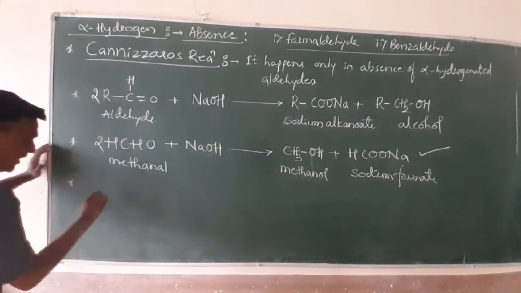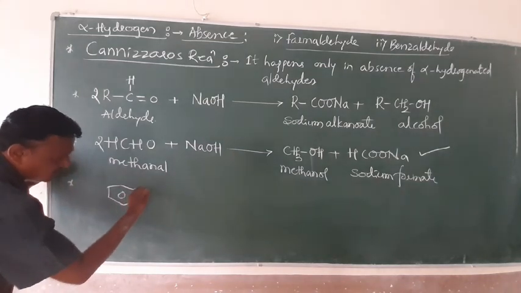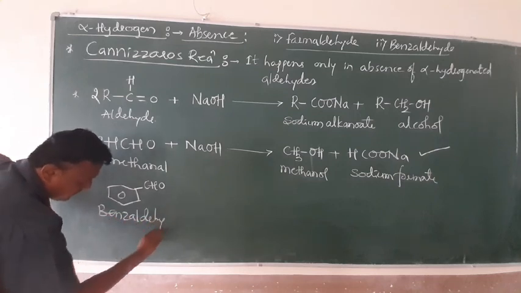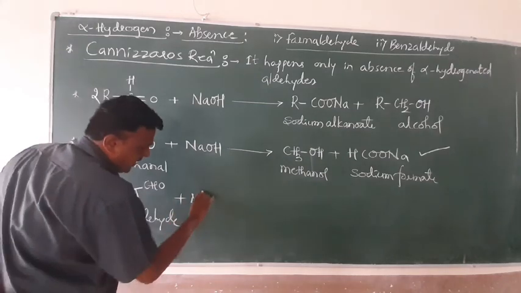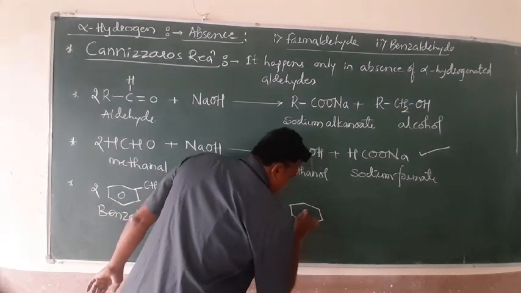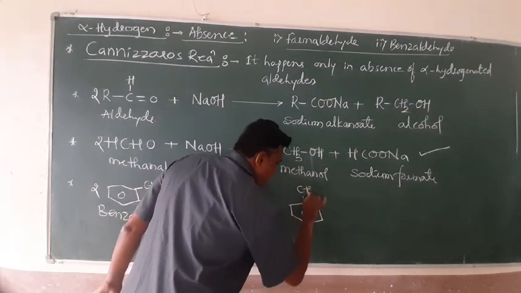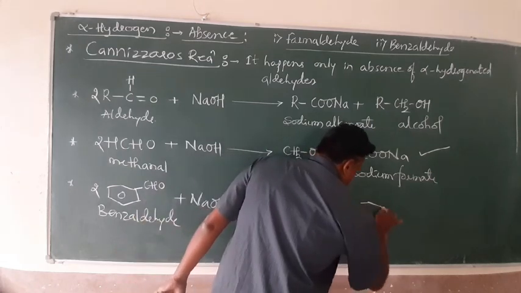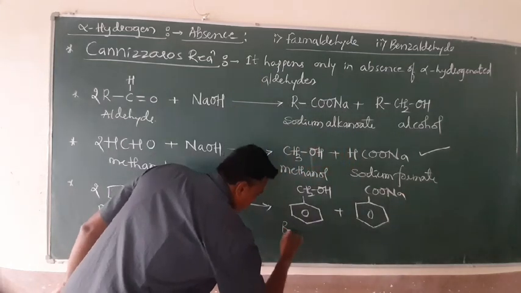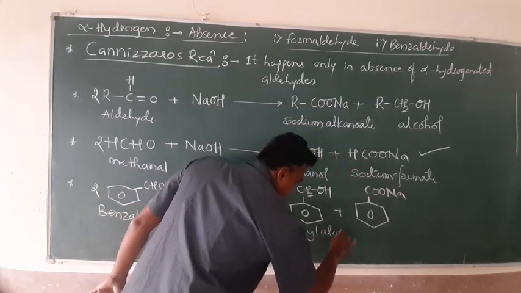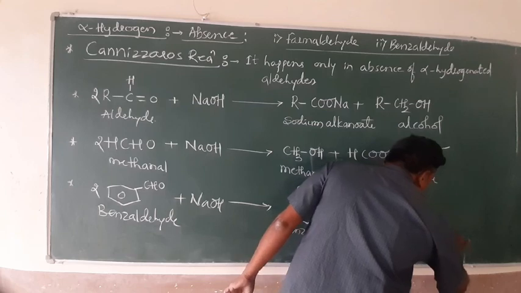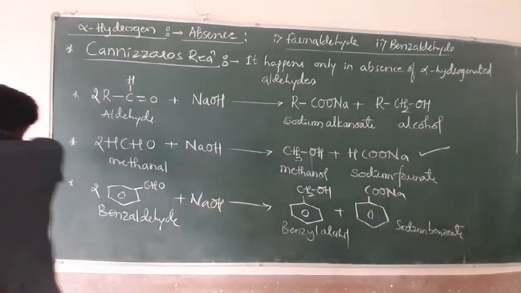And the interesting one next in our syllabus is benzaldehyde. Benzaldehyde reacts with the same alkali, NaOH, to form the products. Keep in your mind, the alcohol is not a phenol, the alcohol is C6H5CH2OH and C6H5COONa. The names of these compounds are benzyl alcohol and sodium benzoate. These are the two important reactions for Cannizzaro.